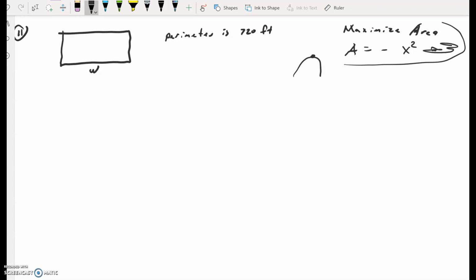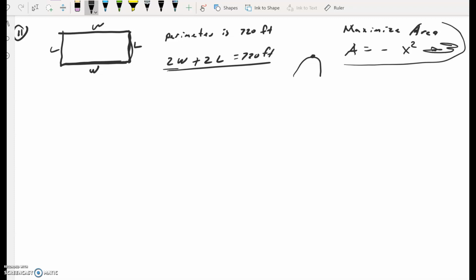So we're told that this is the rectangle, and we're told that we ought to put a W here. So let's put an L here and see what we have. We have that the perimeter is 720 feet. So a couple of W's plus a couple of L's has to be 720 feet. Now we're going to use W for the width, but we would like to write L in terms of W. And so let's solve this thing for L.